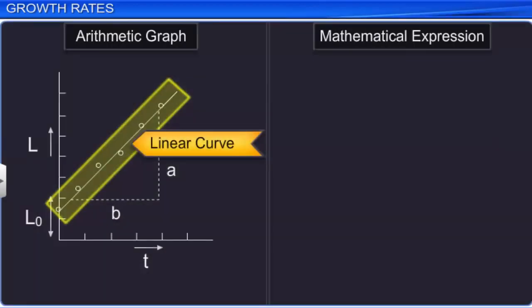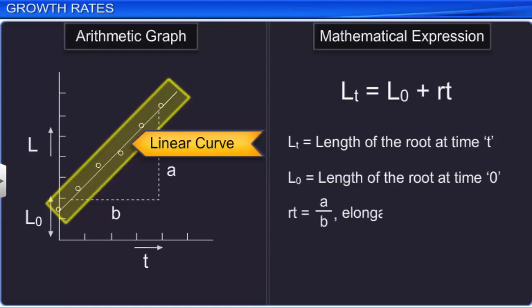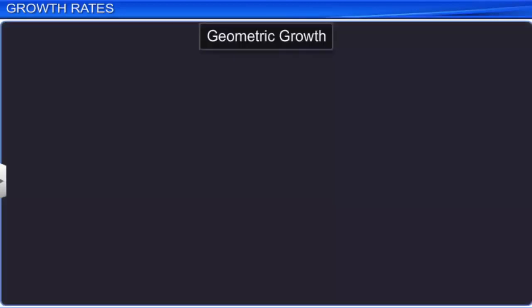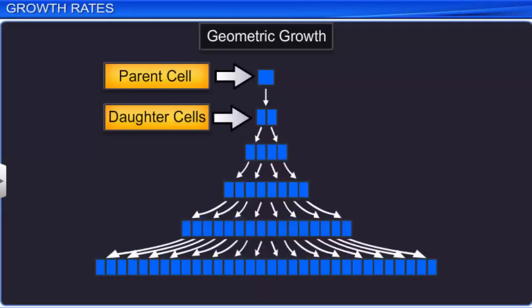Arithmetic growth can be expressed mathematically as Lt equals L0 plus rt, where Lt equals length of the root at time t, L0 equals length of the root at time 0, and r equals elongation of the root per unit time or growth rate. Geometric growth, on the other hand, refers to the division of both daughter cells obtained during mitosis.